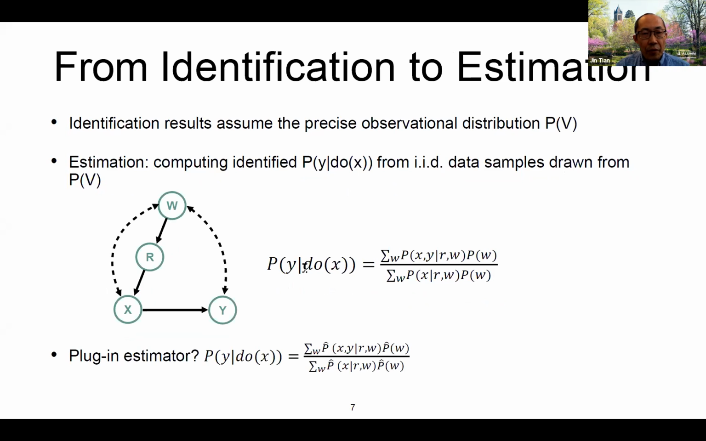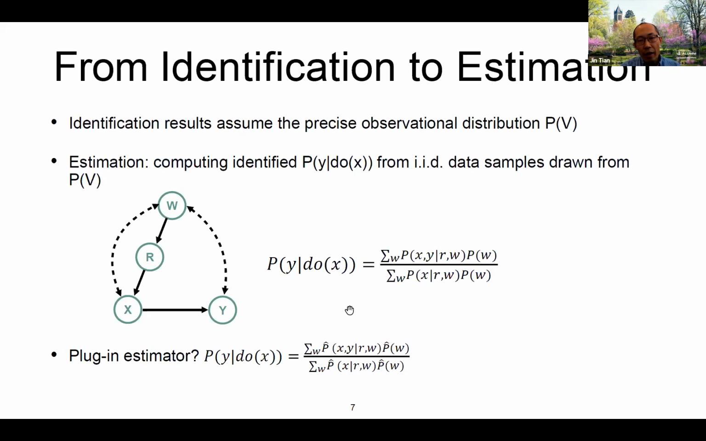Now, in the identification results, we assume we know the precise joint distribution. Here, we are concerned with estimating the identified distribution from the data samples drawn from the distribution. So we are concerned with the estimation problem. For example, in this mapping graph, the ID algorithm might output this expression. So then we are interested in estimating this expression from finite samples.